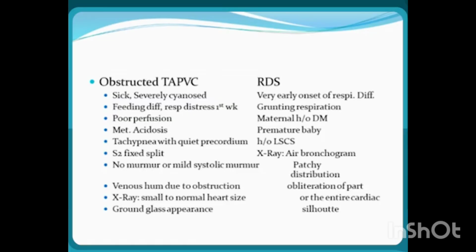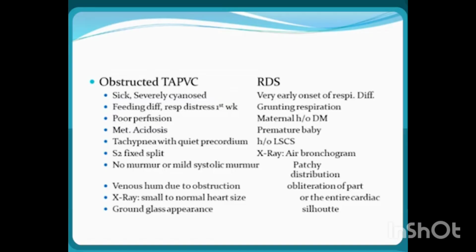So clinically, what you can see in an obstructed TAPVC patient is: sick, severely cyanotic, feeding difficulty is there, poor perfusion is there, metabolic acidosis, tachypnea, S2 is fixed split, then no murmur or mild systolic murmur, venous hum may be there due to obstruction. X-ray shows normal heart size and ground glass appearance. This can happen in both situations, like ground glass appearance.